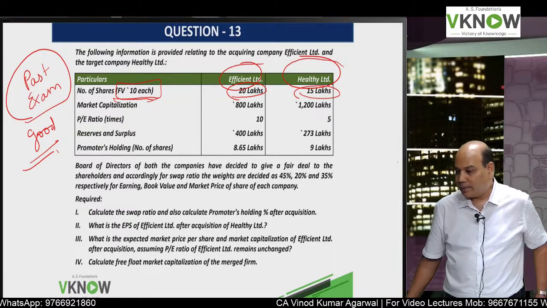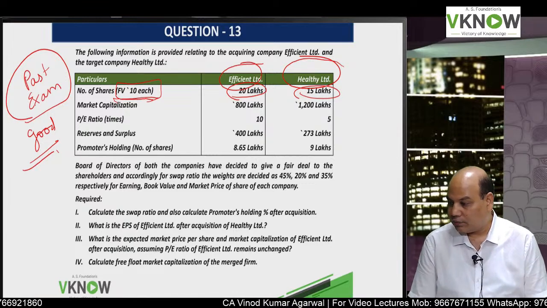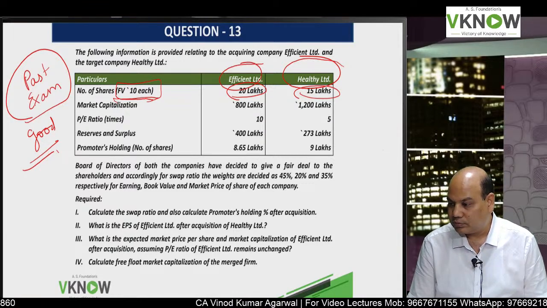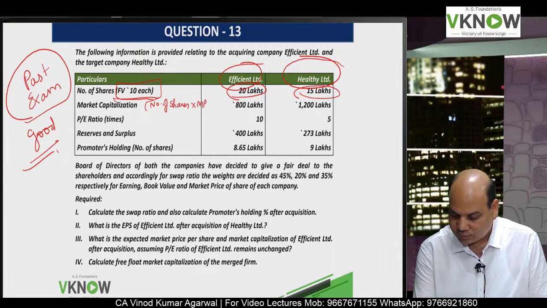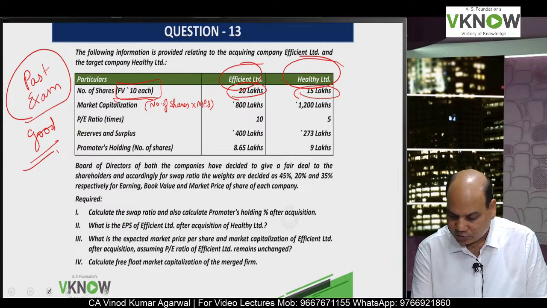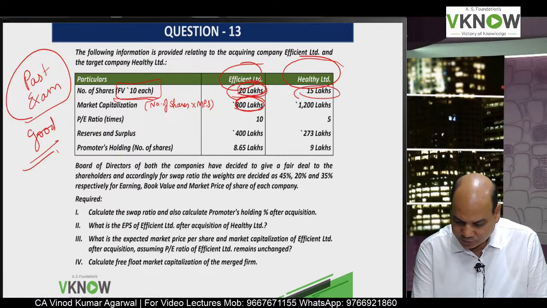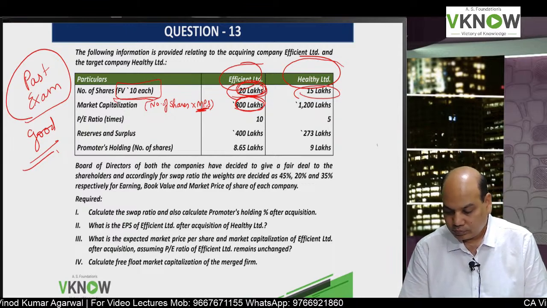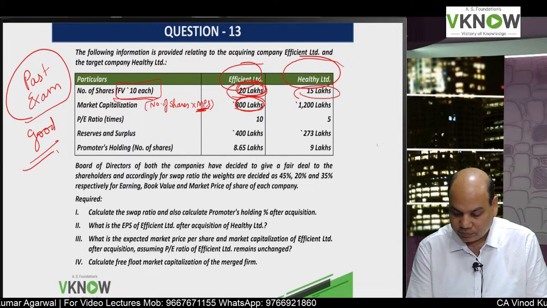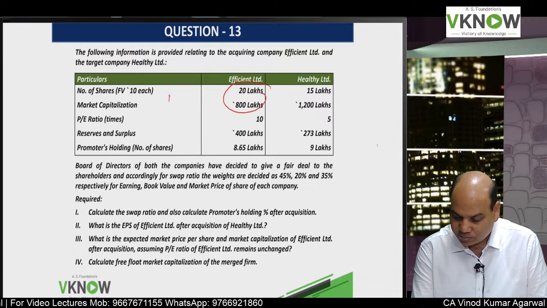Then they have given market capitalization. Market capitalization means market value of the entire firm. Number of shares into MPS is called market capitalization. So if market capitalization is 800, number of shares are 20, you can find out the MPS from this. So some missing information is there. A good student will be able to read between the lines. So between the lines MPS is there.